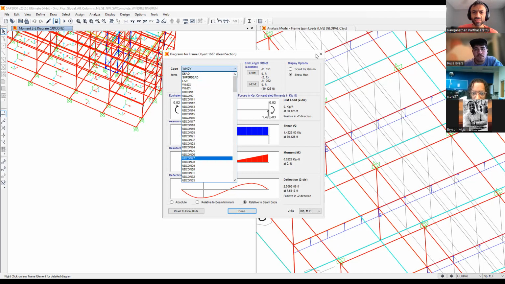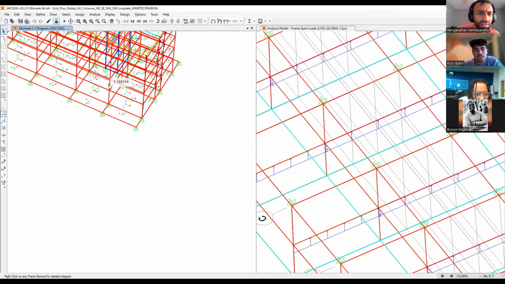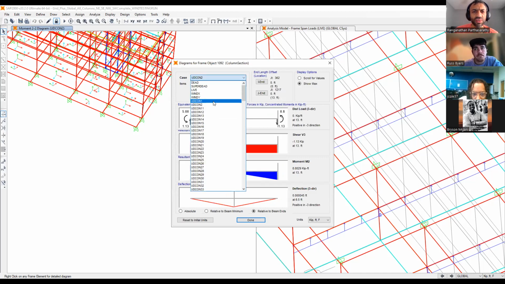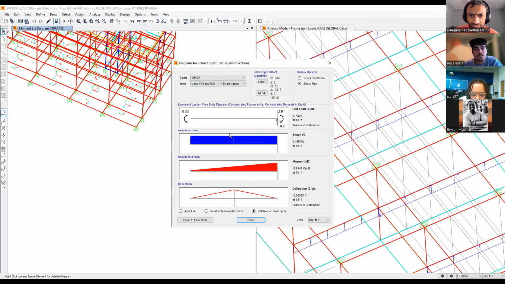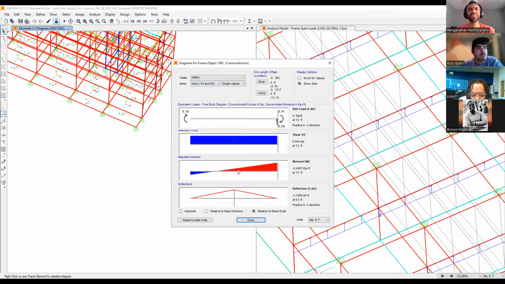You can cancel this one. You can try, yeah, for example, that one. You can try Windex, all the winds, you can see Windex, and hardly anything. Wind Y. Yeah, see, it all went to the shear wall, so that's good.